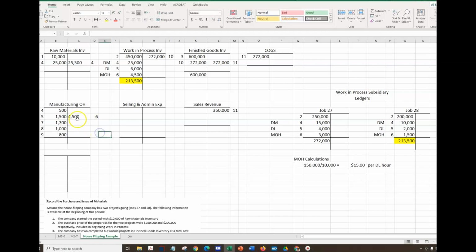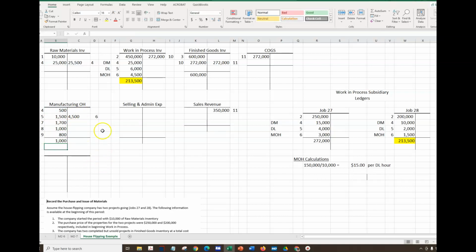So number 6, we took $4,500 out of manufacturing overhead and applied it to a job, to 2 jobs, as a matter of fact. What balance does that leave us in here? Okay, well, manufacturing overhead, 500 plus 1,500 plus 1,700 plus 1,000 plus 800 minus 4,500.